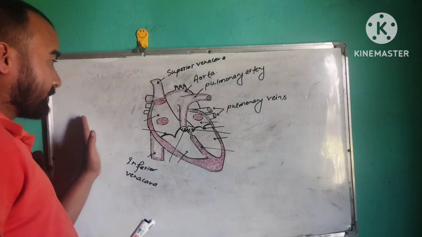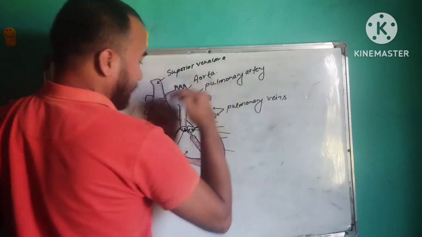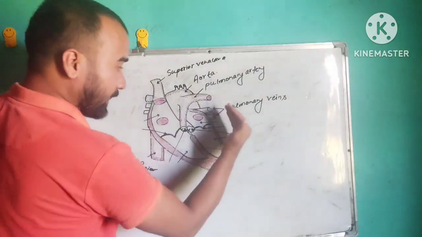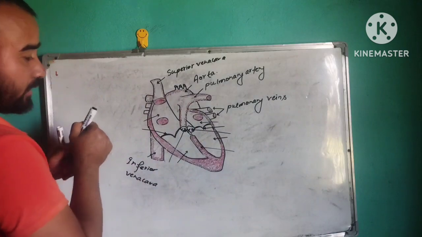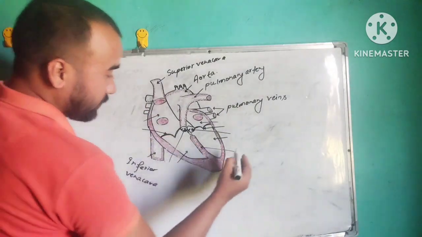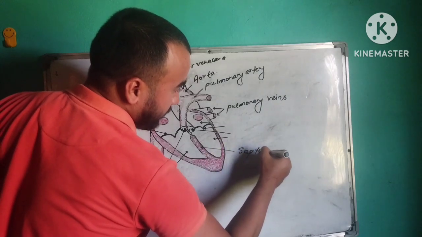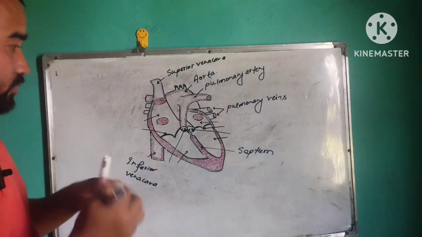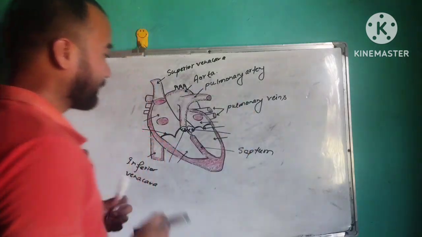As you see, this part is the right part, and this part is the left part. That means the human heart is divided into a left portion and a right portion by a muscular lining known as the septum. The septum divides the heart into its two sections, the right section and the left section.